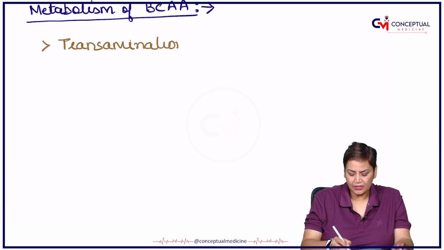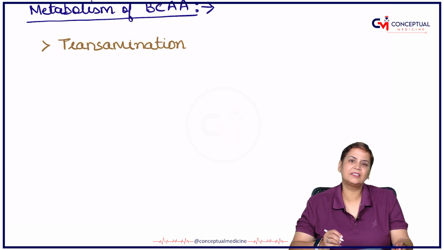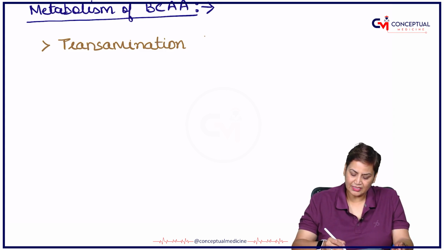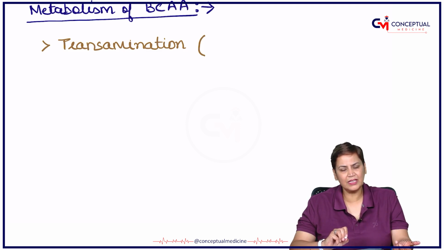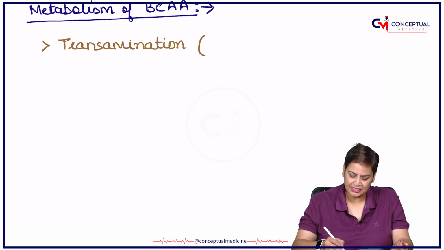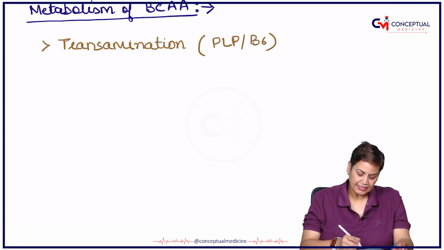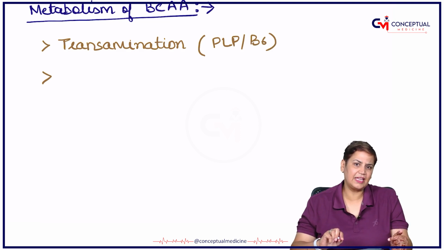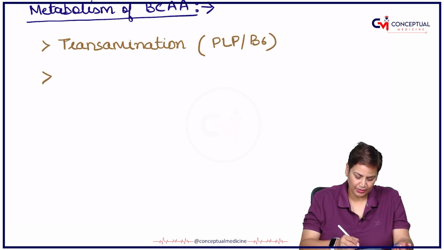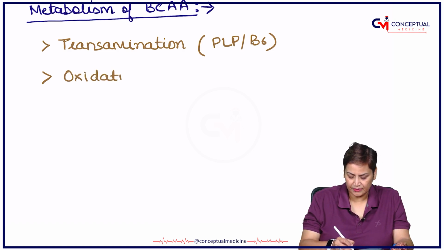We all know that transamination requires B6. So for transamination the enzyme is obviously aminotransferase or transaminases, but it will require PLP or B6. Second is, first they undergo transamination. The second similar reaction to all the 3 amino acids is oxidative decarboxylation.